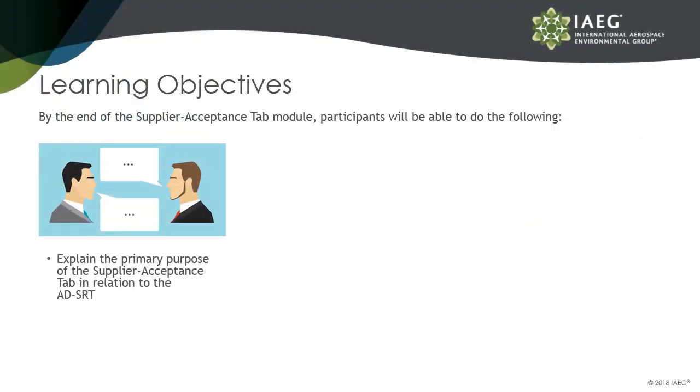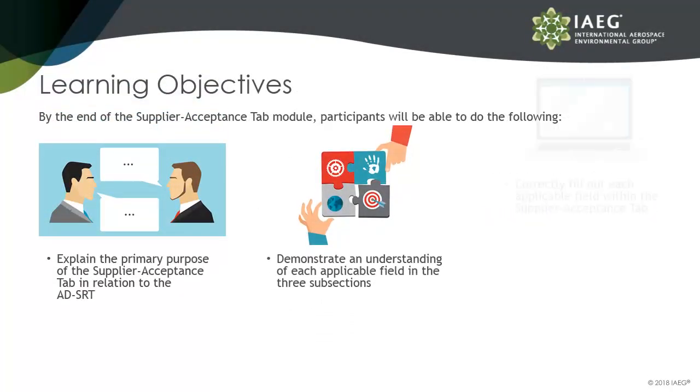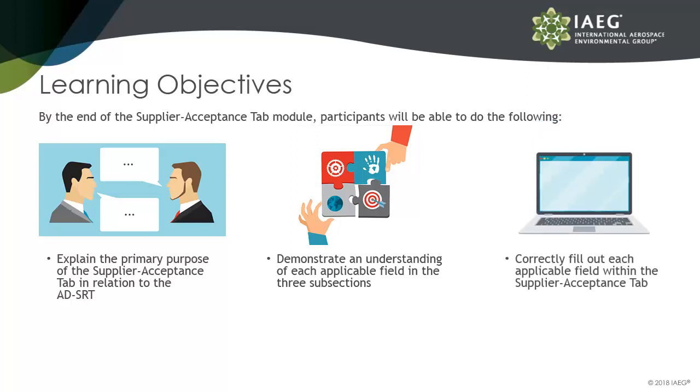By the end of the Supplier Acceptance Tab module, participants will be able to do the following: explain the primary purpose of the Supplier Acceptance Tab in relation to the AD-SRT, demonstrate an understanding of each applicable field in the 3 subsections, and correctly fill out each applicable field within the Supplier Acceptance Tab.